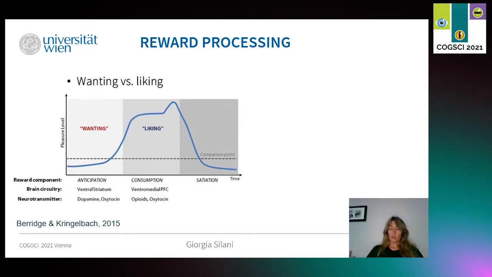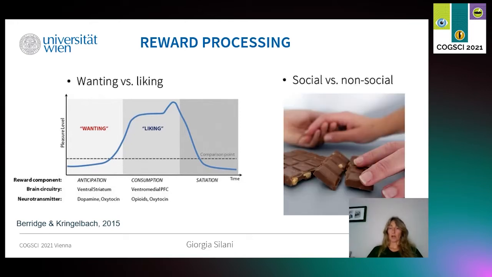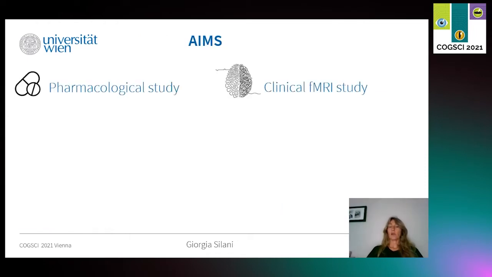In the specific case of social motivation, I believe that it is important to characterize how wanting of social rewards differs from liking of social rewards. A second fundamental element is also to understand how social and non-social rewards differ from each other at the neurobiological and neurochemical level. This is the goal that I have pursued in two different studies, a pharmacological study and a clinical fMRI study that today I'm going to present.